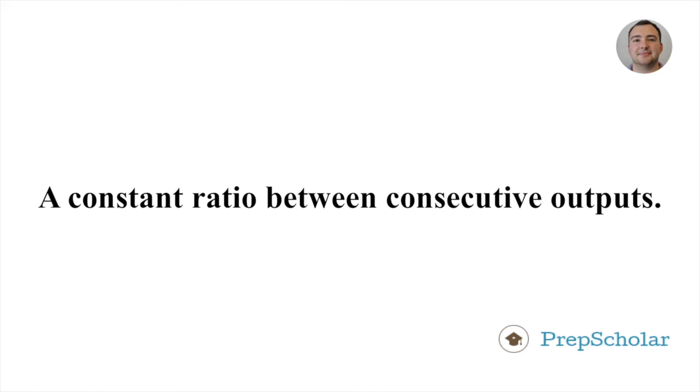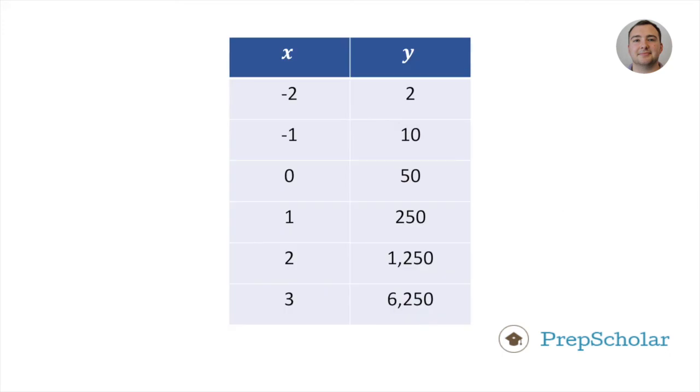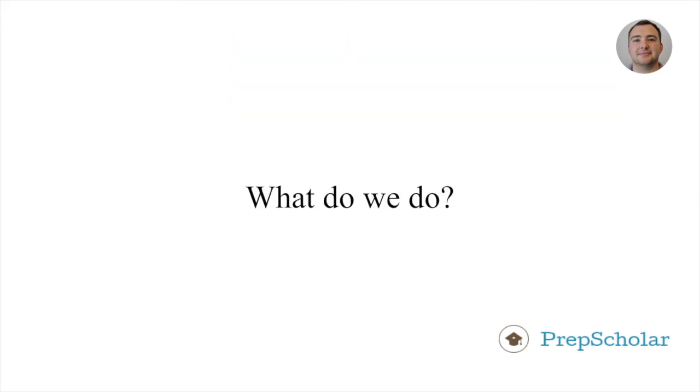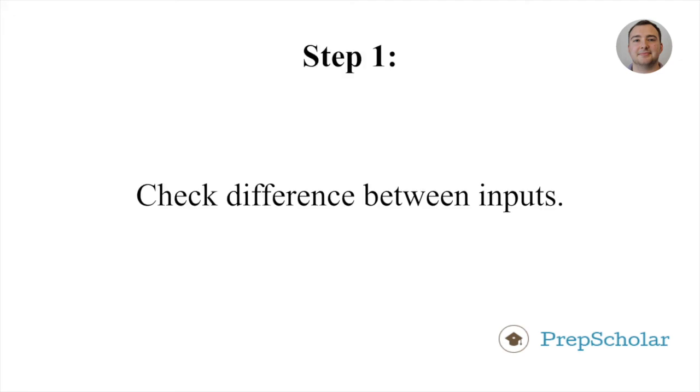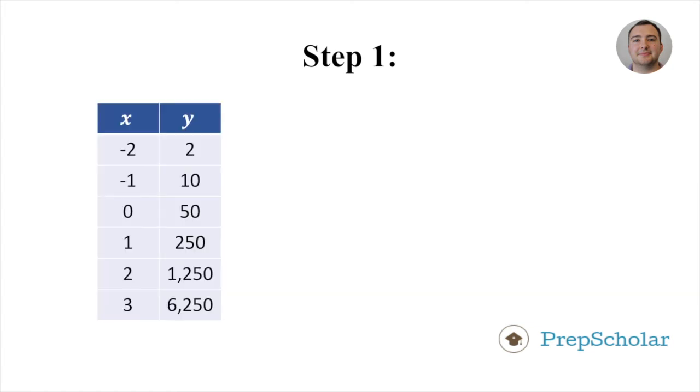We know that an exponential function gives us a constant ratio of change when we pass between consecutive outputs. In other words, the ratio is constant when our input changes at a constant rate. Let's take a look at the following table. How do we figure out if this table represents an exponential function? Well, our first step should be figuring out whether the inputs are changing at a constant rate, which we can do by checking the difference.